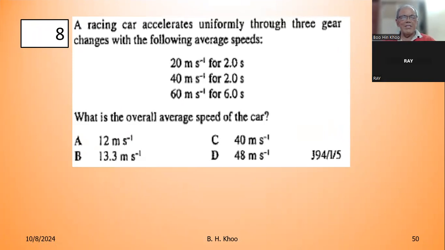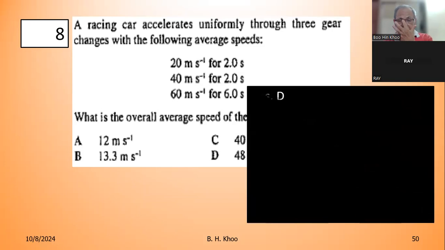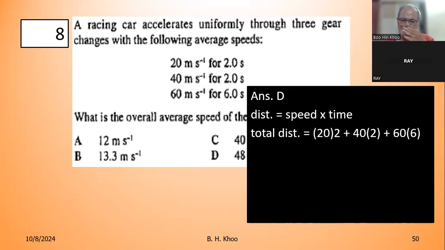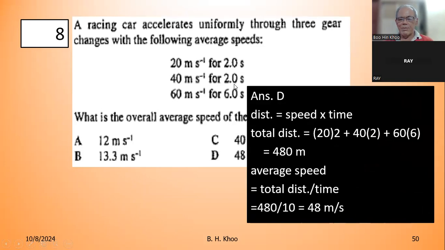First you have to calculate the total distance traveled and then the total time. Distance equals speed times time. So total distance is 20 times 2, 40 times 2, 60 times 6, add them up, 480. Total time is 6 plus 2 plus 2, which is 10. So 480 divided by 10 is 48. Average speed is total distance divided by total time.